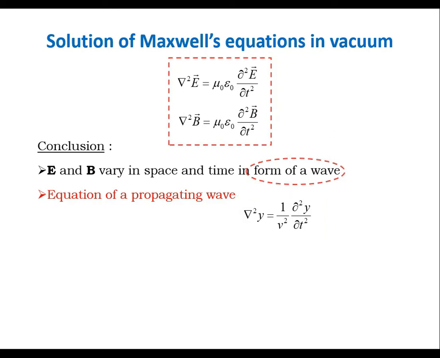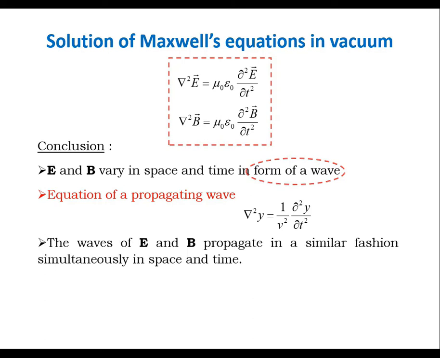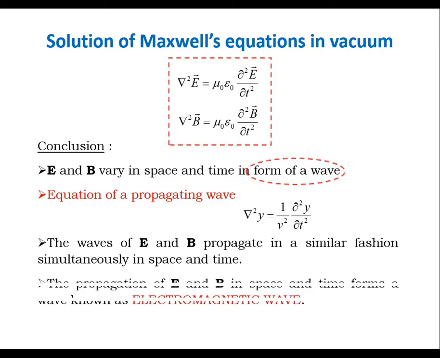Since electric field and magnetic field in these equations vary in the form of a wave, they represent a wave and their velocities are also the same. So, one can conclude that E and B waves propagate in space with each other and this type of waves are known as electromagnetic waves.